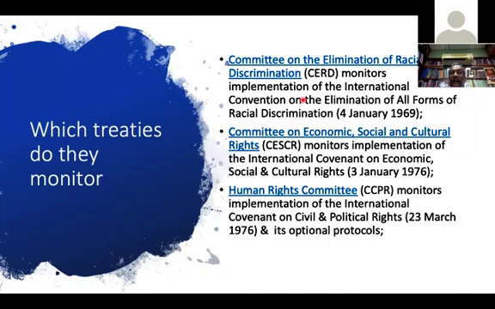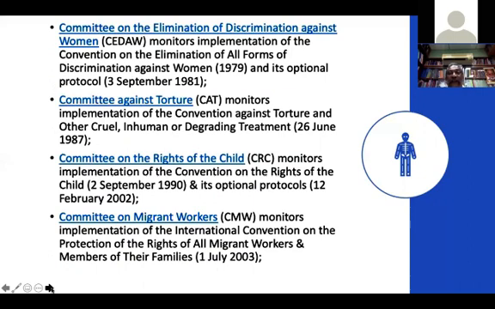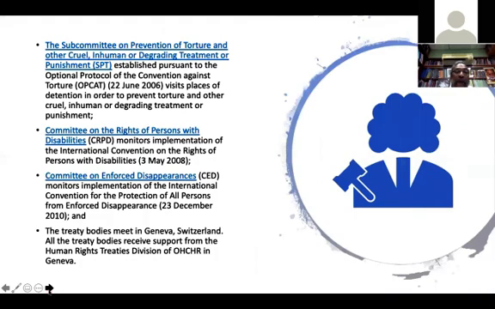as the Committee on the Elimination of Racial Discrimination, Committee on Economic, Social, Cultural Rights. The Human Rights Committee looks after the ICCPR, the Committee on Elimination of Racial Discrimination for CEDAW, the Committee Against Torture on CAT, the Committee on Rights of the Child on CRC, the Committee on Migrant Workers on the International Convention on Protection of Rights of All Migrant Workers and Their Families, and the Subcommittee on Prevention of Torture, which is an optional protocol to the CAT committee, the Committee on Persons with Disabilities, Committee on Enforced Disappearance.